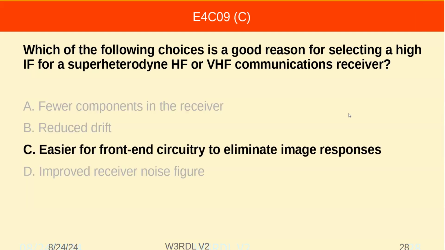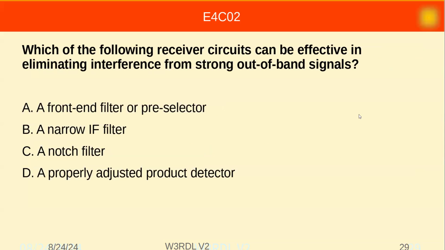And that's really true whether it's an SD analog superhet or an SDR. You basically have the same issue that you have to take care of digitally. Which of the following receiver circuits can be effective in eliminating interference from strong out-of-band signals?